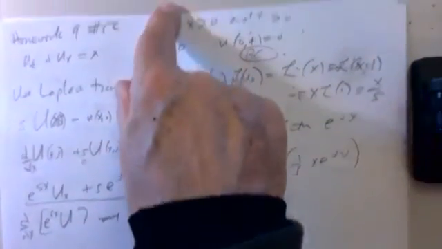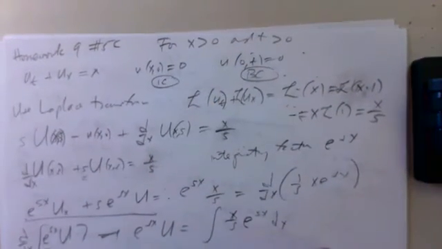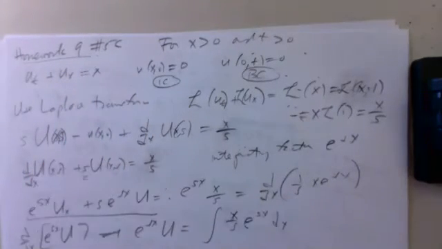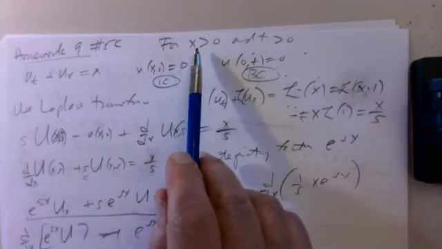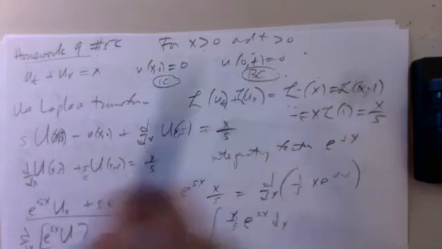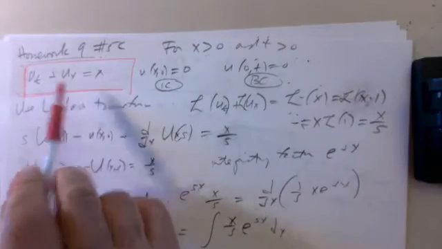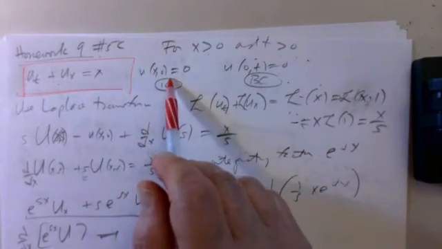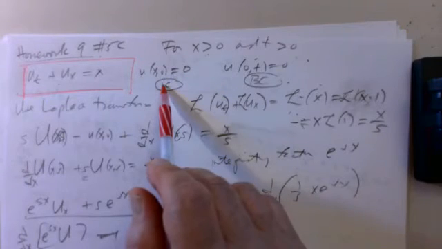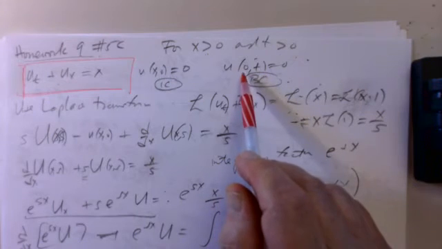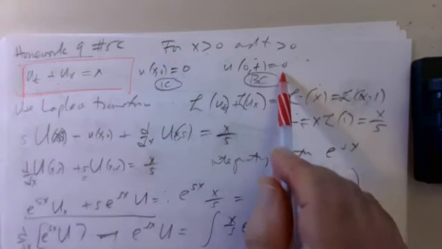Someone just entered the session, so let me just start this again. This was from homework 9 on the Laplace transform, number 5C. For x greater than 0 and t greater than 0, there is the partial differential equation u_t plus u_x equals x, with the initial condition that u of x, 0 is 0 for all x, and the boundary condition at the left-hand end, x equals 0, that u of 0, t is also equal to 0 for all time.